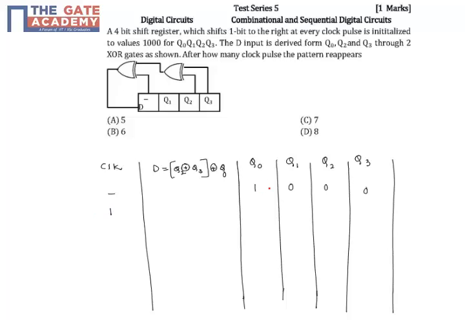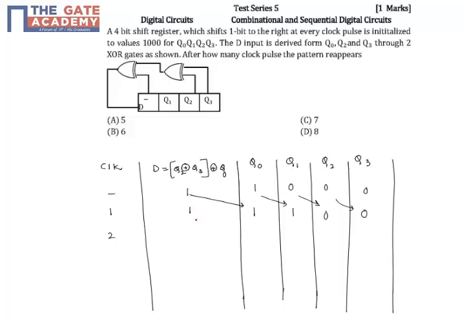The moment these values are here, these values will create D, which as per this formula, is exclusive OR of 0 0, which is 0. Then 0 exclusive OR with 1 will become 1. So when you give the first clock pulse, this 1 will move to here, because it is a D flip flop. Then 0 comes here and 0 comes. So what's the resultant value D? This is 0 exclusive OR with 1, so again you will get 1.